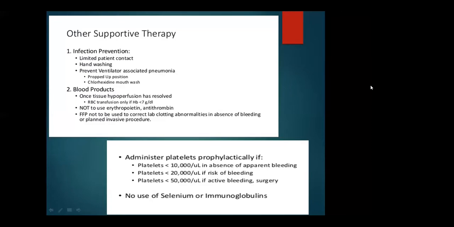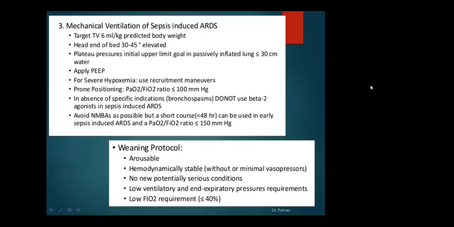And the second supportive therapy is the blood products. In case of patient having severe anemia, transfuse RBC only in case hemoglobin is less than 7 grams, and do not use any erythropoietin or antithrombin agents. And FFP, fresh frozen plasma, is not to be used unless the patient is bleeding actively, or if there is a plan for an invasive procedure.